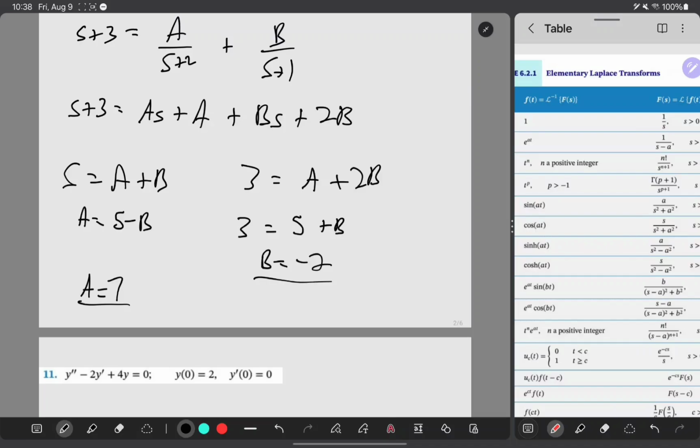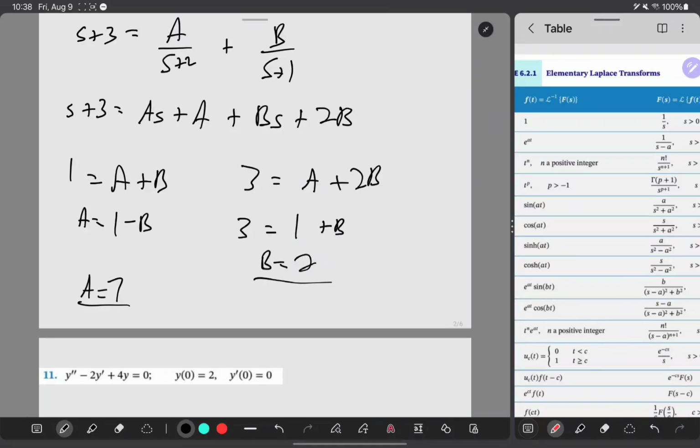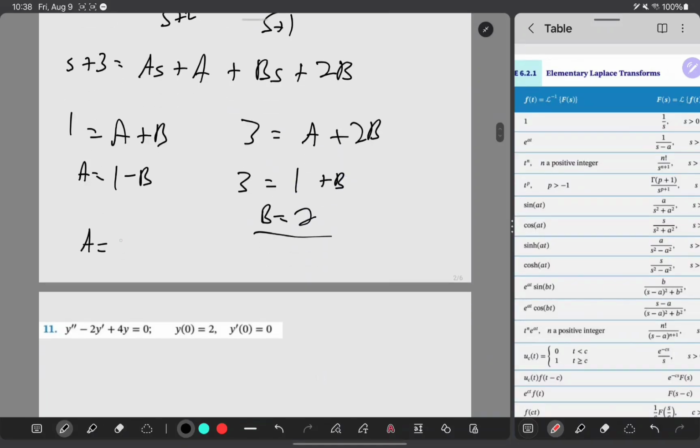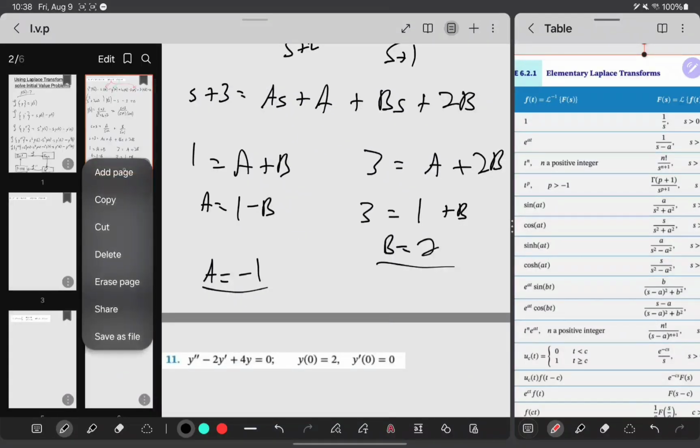What am I doing wrong? Oh, that's a 1 is equal to A plus... That's an S, not a 5. You take the coefficient. What am I doing? So that's 1 minus B. That's B is equal to 2. There we go. If B is equal to 2, A is equal to negative 1. I need another page.